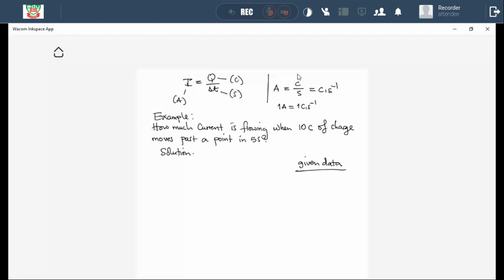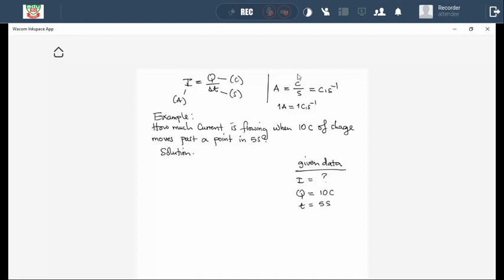How much current? It means current is our focus, so we don't have it. When 10 coulomb of charge, coulomb is a unit of what? Charge. So charge given is 10 coulomb. And take note, it's already in coulomb, which means no stress of converting it from one unit to another. Let's say it was given in nano coulomb, it was going to be stress for us because we're supposed to convert nano coulomb to coulomb. Now it's given in coulomb already, so our charge is fine. And moves past a point in 5 seconds, that should be time. So we have time here, which is 5 seconds.